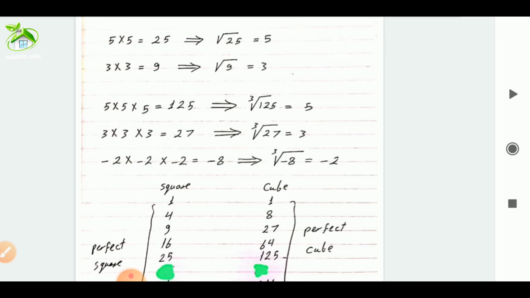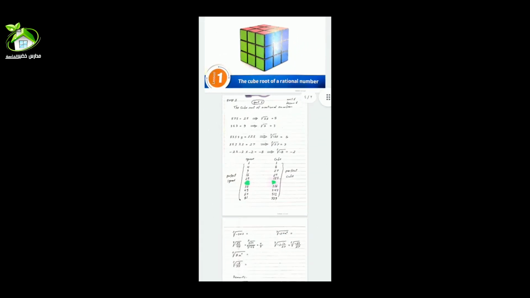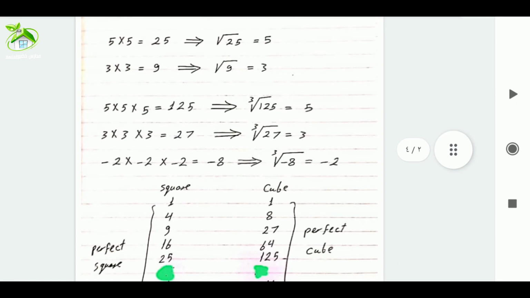The inverse of finding the cube is called the cube root. To get the cube root of 27, find the number which multiplied by itself 3 times equals 27. The cube root of 27 equals 3. The cube root of negative 8 equals negative 2. Notice that the cube root of any number has the same sign as this number. The cube root of a positive number is positive. The cube root of a negative number is negative.